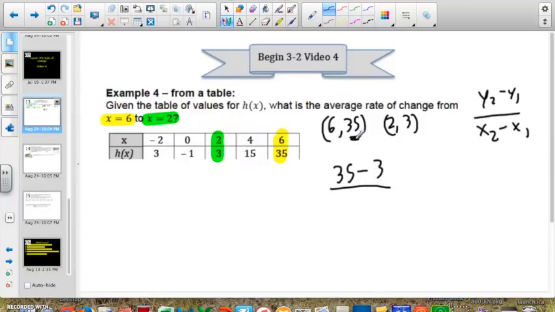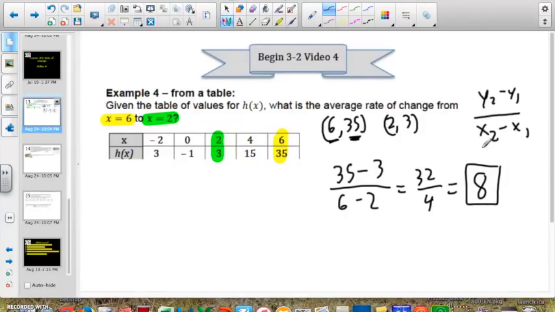Since I started with 35 with my y value, I need to start with 6 as my x value, so I'm going to do 6 minus 2. 35 minus 3 is going to give me 32, and 6 minus 2 is going to give me 4. I simplify my fraction, and I'm going to find that my rate of change is going to be 8. So that's all you need to do from the table. Just make sure that you are finding the correct ordered pairs, and you should be good to go on that.